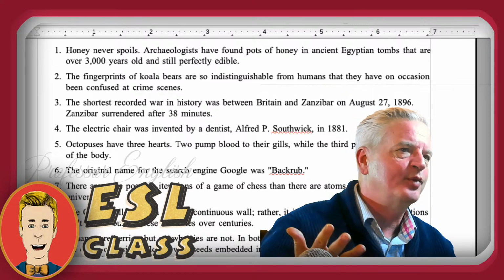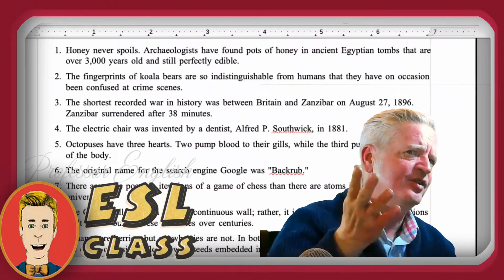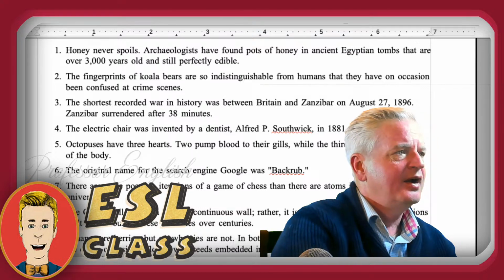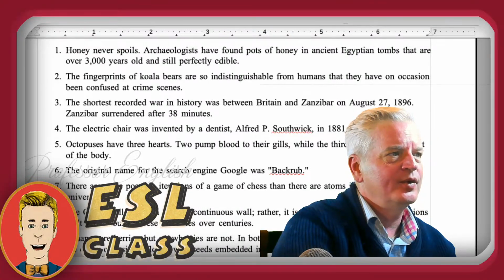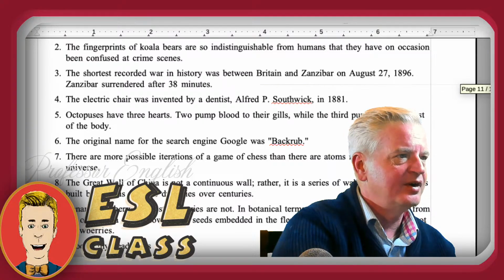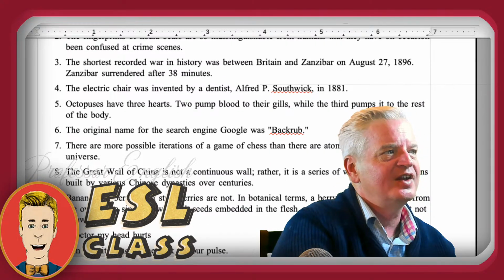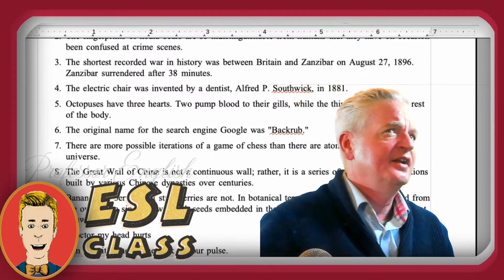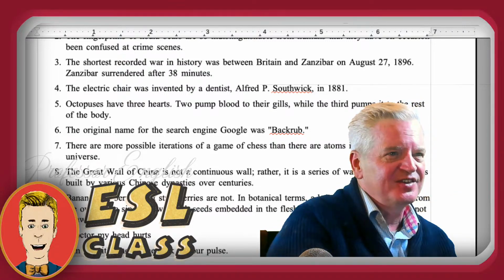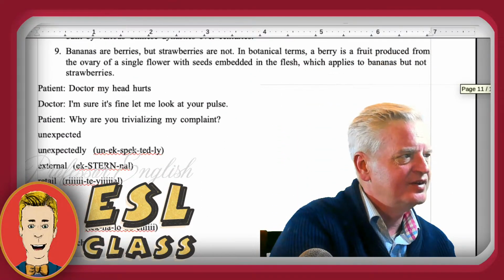So honey never spoils. Honey never goes bad. That's trivia. Hey, did you know honey never goes bad? The shortest recorded war in history was between Britain and Zanzibar on the 27th of August, 1896. Zanzibar surrendered after 38 minutes. It's trivia. It's kind of interesting. Oh, the shortest war in history. But it doesn't change your life. It's not very important to know that. That's what trivia is.